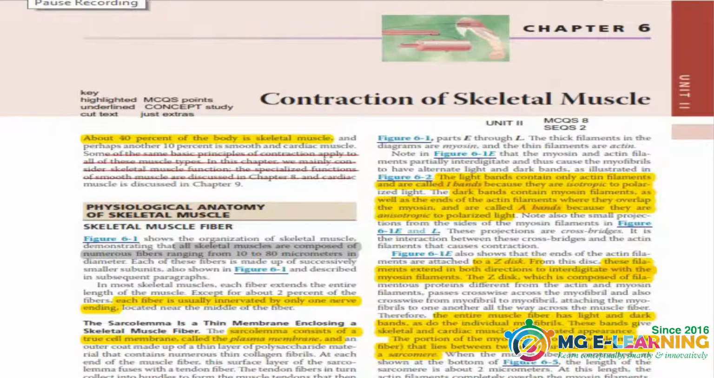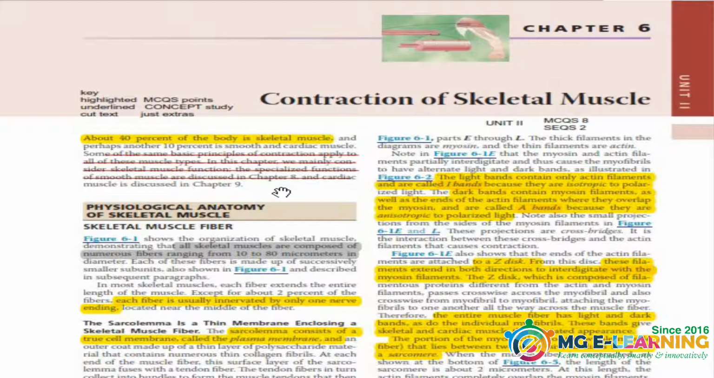Bismillahirrahmanirrahim. We are doing Unit 2, Chapter 6, Contraction of Skeletal Muscle. This whole unit comprises 2 SCQs and 8 MCQs in the paper. Now follow the key. Highlighted text is for MCQ points. Underlined things are important for concept-based studies, and the cut text indicates that there are extra details in the chapter which you can neglect easily.